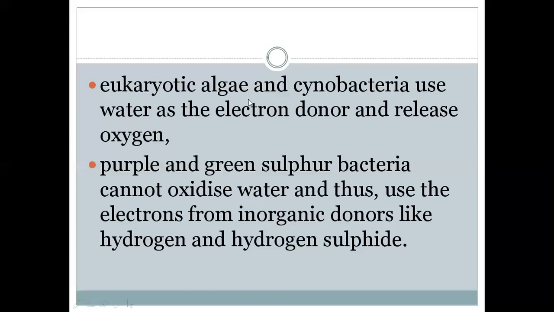So here eukaryotic algae and cyanobacteria are using water as the electron donor, and when they break down this water molecule, oxygen is released. Whereas purple and green sulfur bacteria are not able to oxidize water, or break down the water. They use electron donors such as hydrogen and hydrogen sulfide. That is why oxygen is not released, which means this process is called anoxygenic photosynthesis.